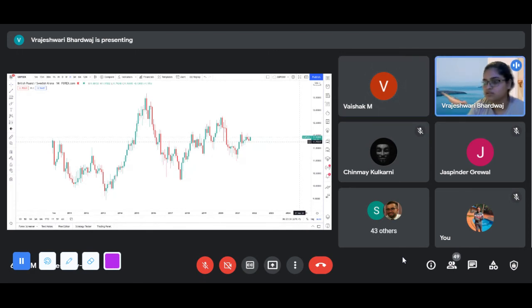Exotic pairs, if you were even to calculate the pips, it's in thousands, right? So that's a little bit different. But yeah, any pair is really profitable. Just understand how it moves.